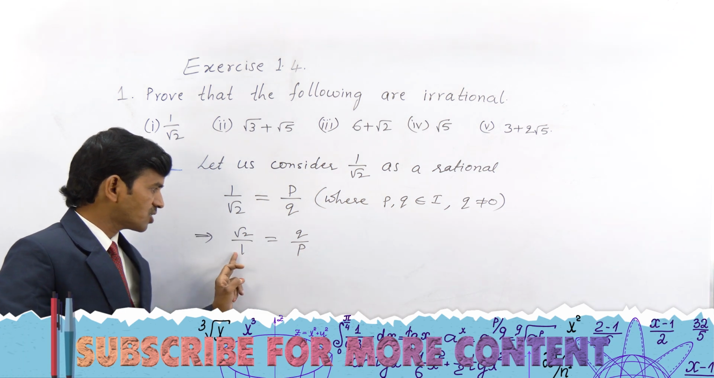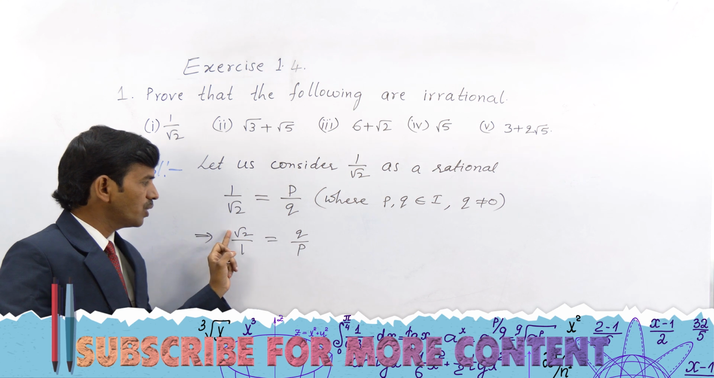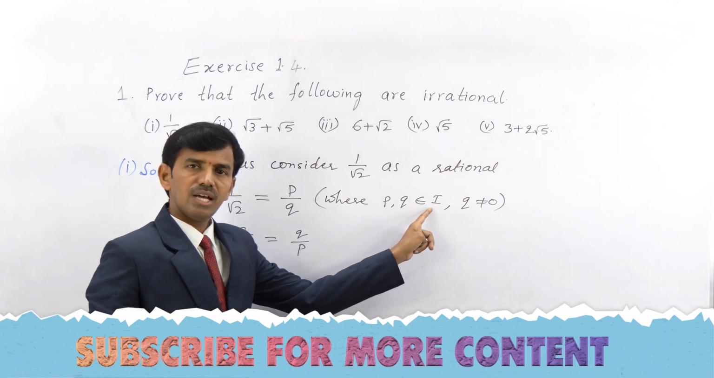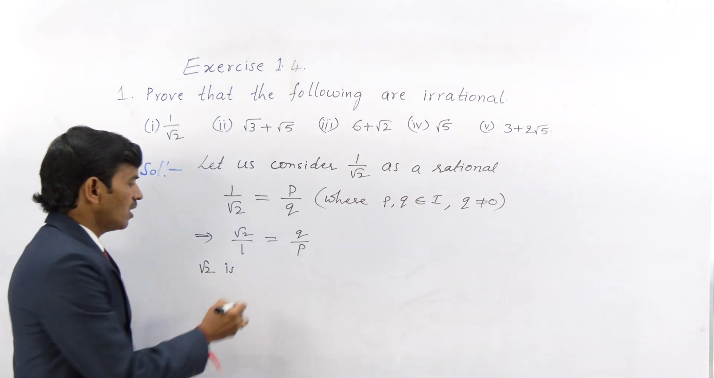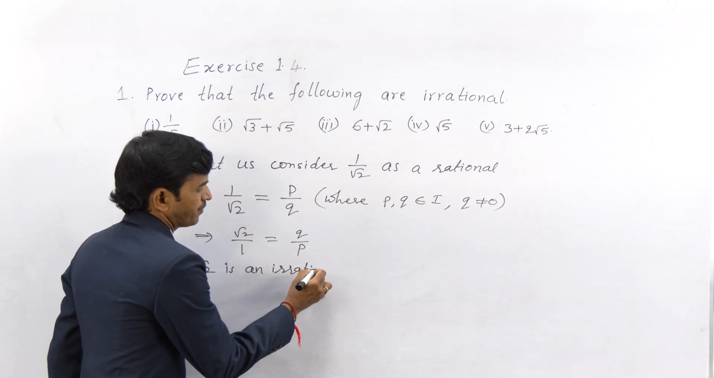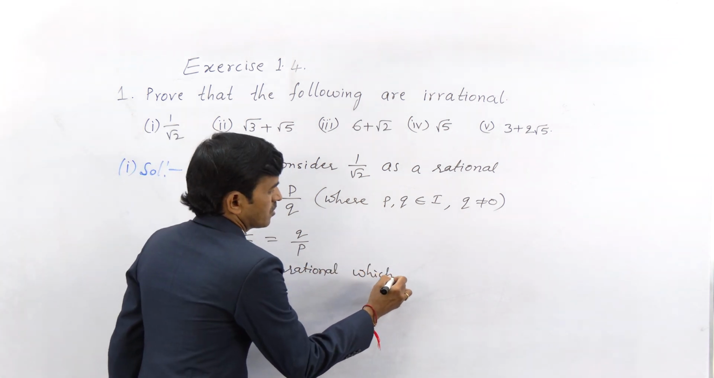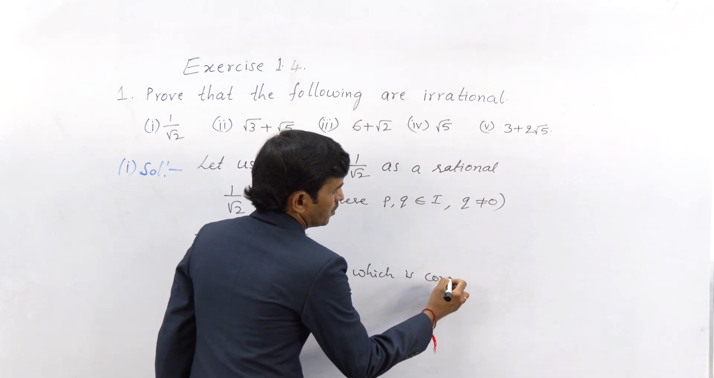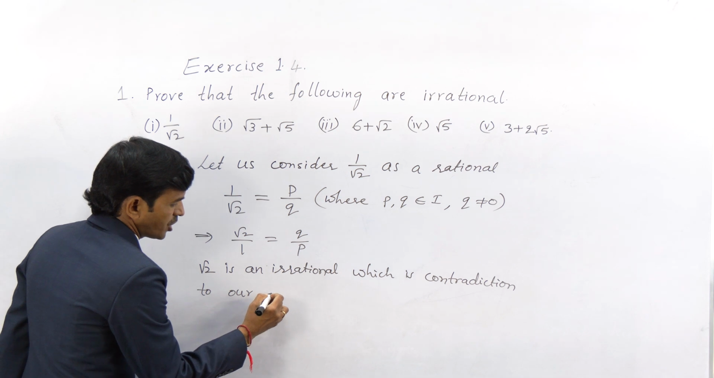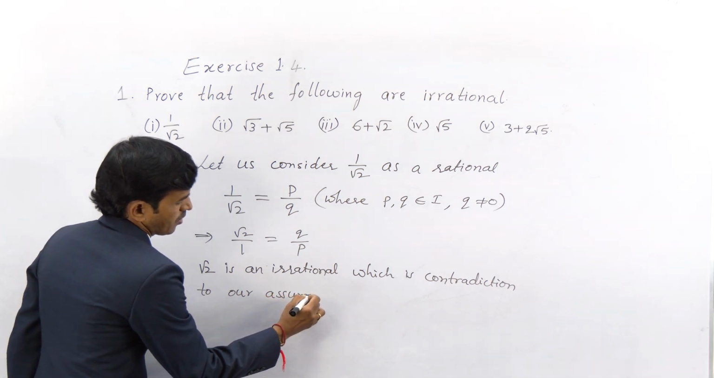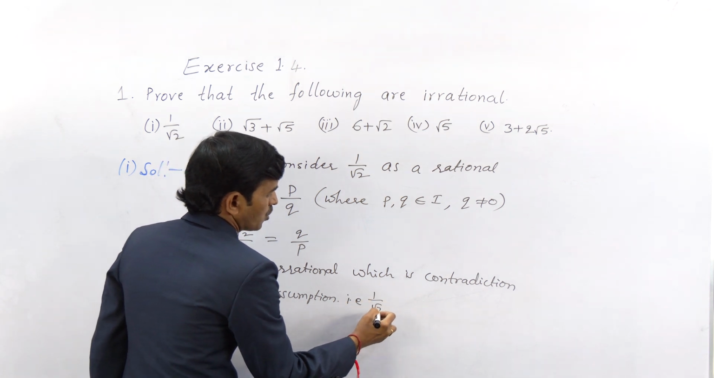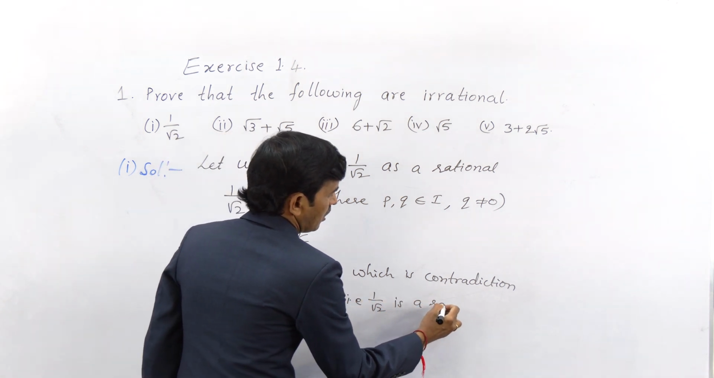Why? Because p is a rational number, fine. But q is equal to root 2. Here root 2 is q, and q must be what? An integer, but root 2 is an irrational number, which is a contradiction to our assumption that 1 by root 2 is a rational.